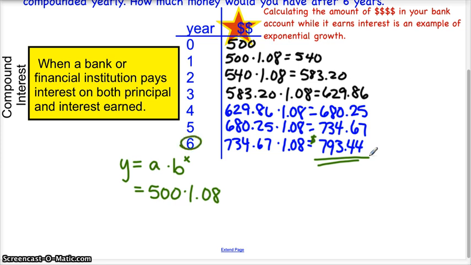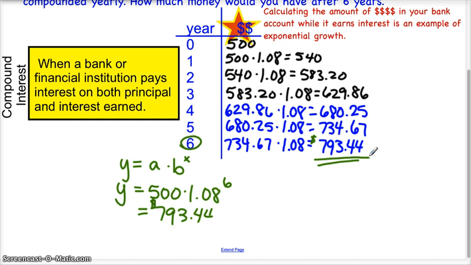6 would be how many years it's growing by that amount. So 6 will become my exponent. And y will be the amount of money I have after 6 years. If I type just that in my calculator, I can get an answer of $793.44.